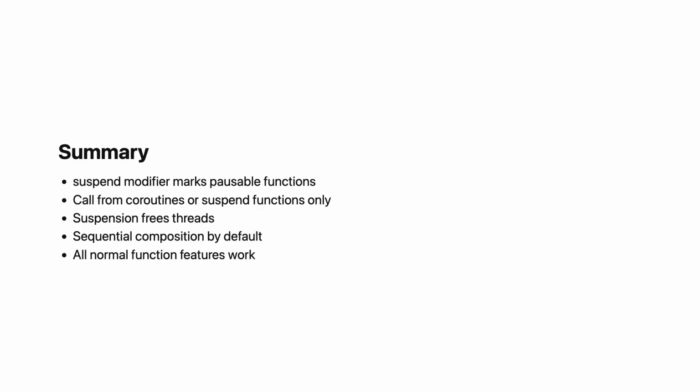Let us summarize. Suspend functions are marked with the suspend modifier. They can only be called from coroutines or other suspend functions. When they suspend, the thread is free to do other work. Suspend functions compose sequentially by default. Otherwise, they are regular functions with all normal capabilities. Suspend functions are the building blocks of non-blocking code.